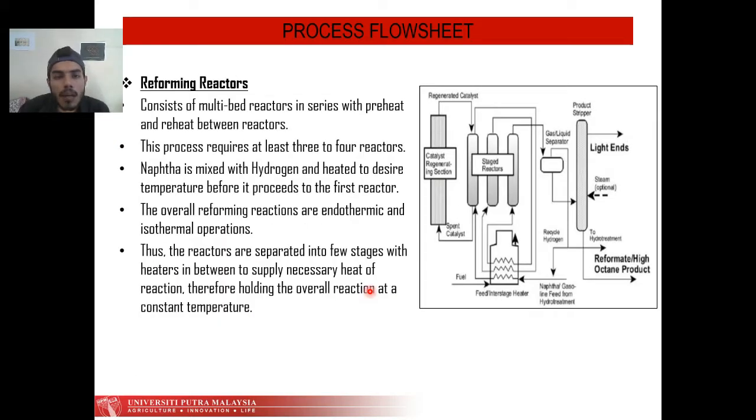Next, going into the process flow sheet, to the reactors. Reactors are situated here, which are called stage reactors. It consists of multi-bed reactors with heating or reheating. It requires at least 3 to 4 reactors. This is because the process is so endothermic that it requires constant heat to be supplied. So the process is done in multiple stages of reactors, and it's also preheated every time before it goes to the reactor. In this reactor, naphtha is mixed with hydrogen and heated to the desired temperature before it proceeds to the reactor.